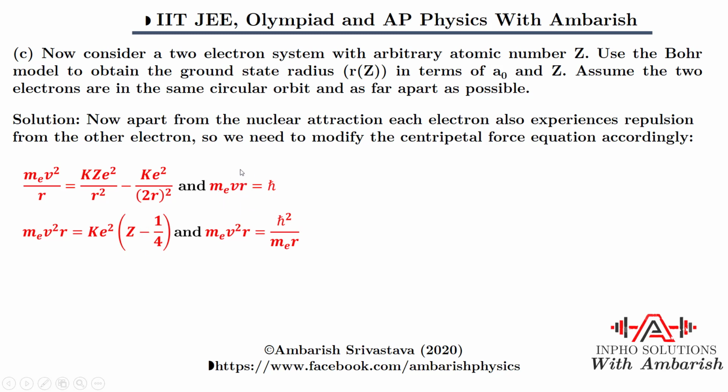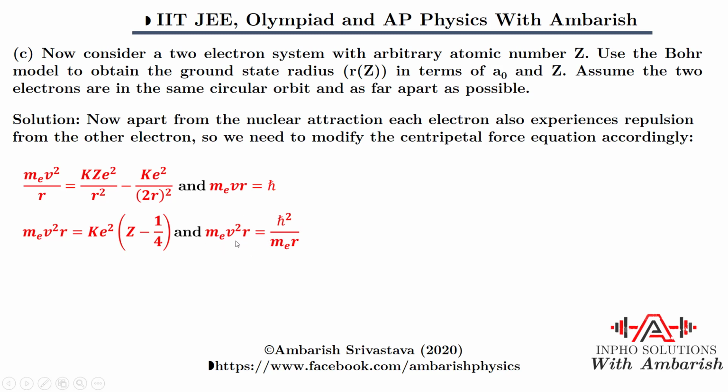And what about the second equation? From the second equation, if you take the square and divide by me, this is what you will get directly. So me into v square r is equal to h cut square upon me r. So this is just squaring and manipulating the equation mvr is equal to h by 2 pi.